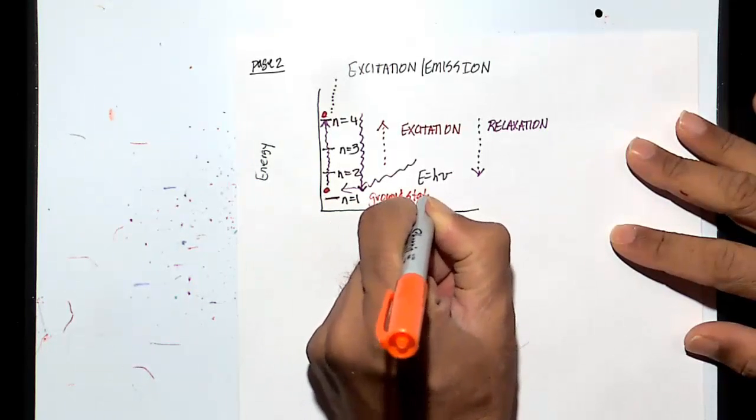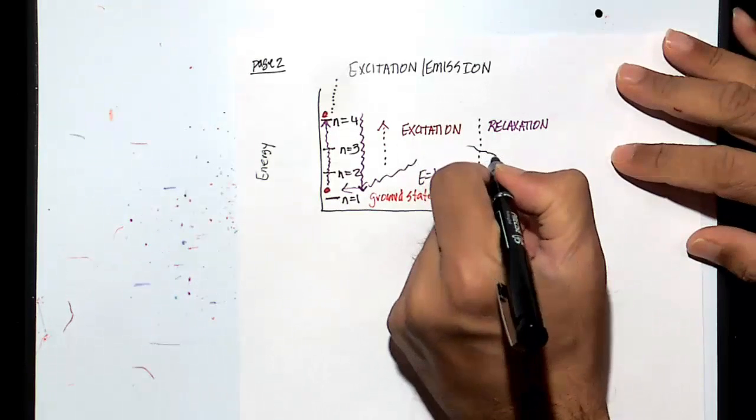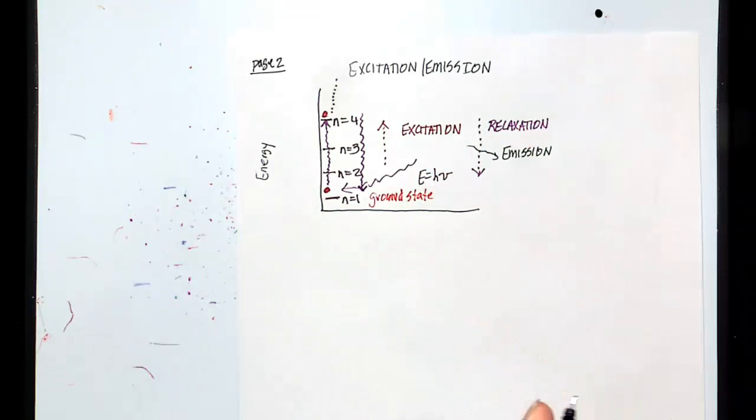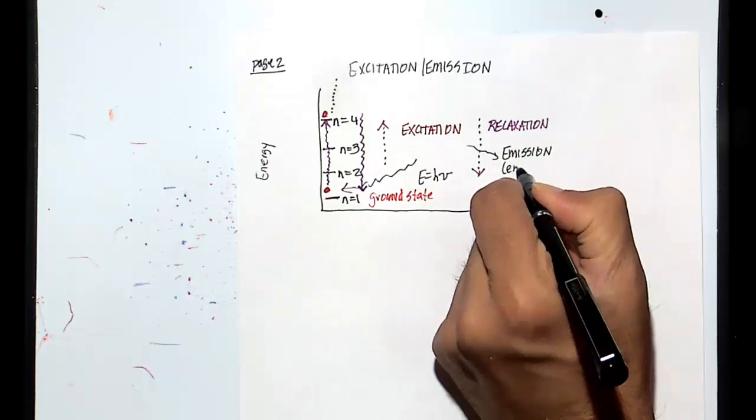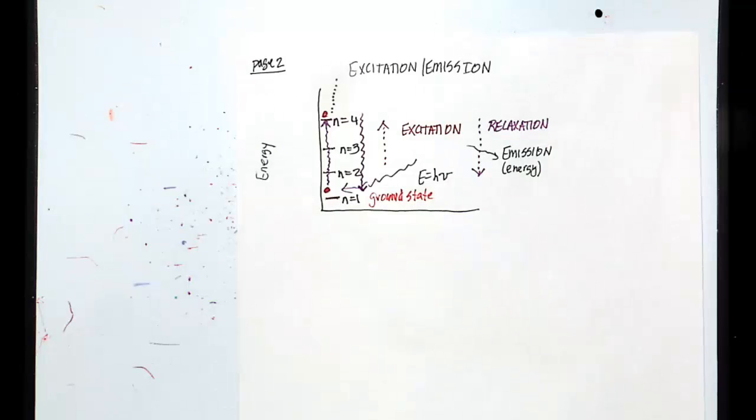When it relaxes back to the ground state, it emits. Okay, so there is emission. And Alex is right. So there is an emission, and in the emission, there's a give off of energy. Very good. But what type of energy will it give off? It will give off energy from the electromagnetic spectrum.